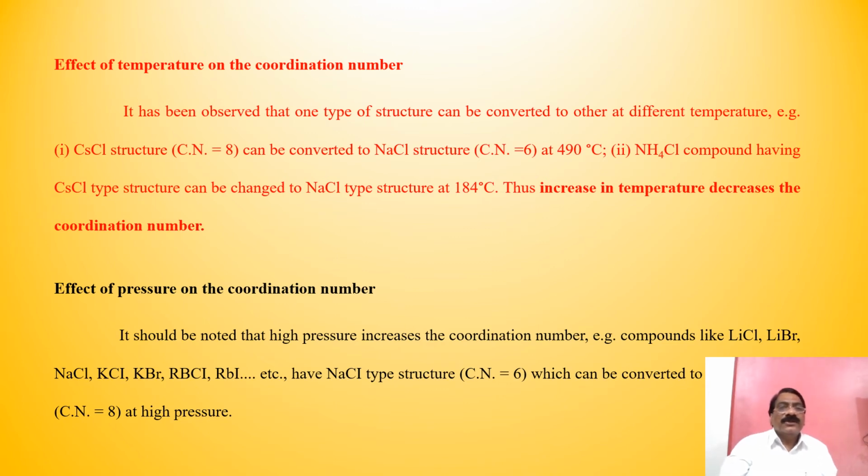The effect of pressure on the coordination number. It should be noted that high pressure increases the coordination number. For example, compounds like LiCl, LiBr, NaCl, KCl, KBr, RbCl, RbI, etc. have NaCl type structure, coordination number 6, which can be converted to coordination number 8 at high pressure.